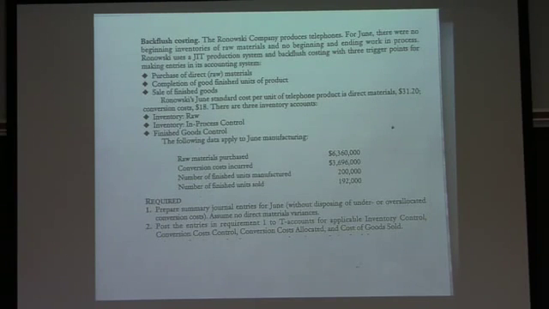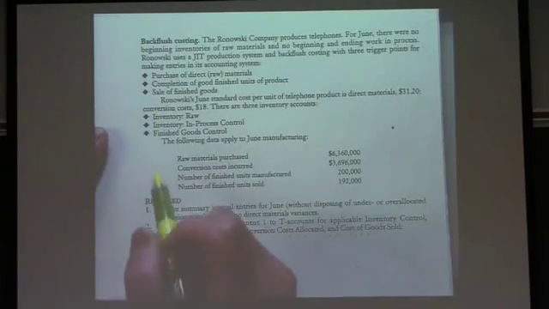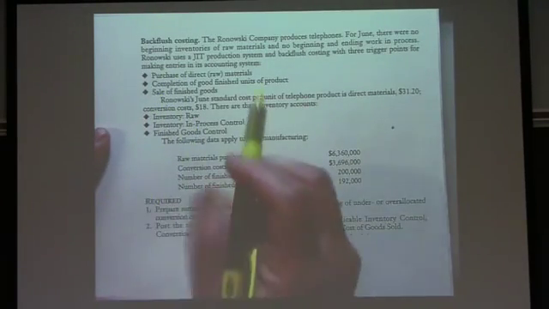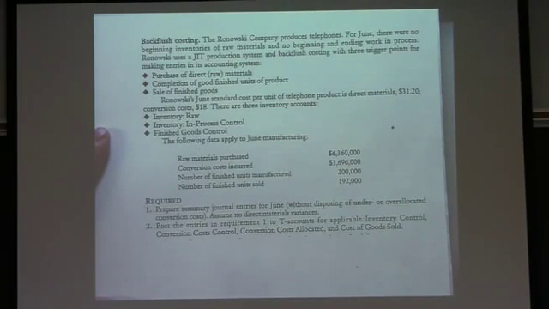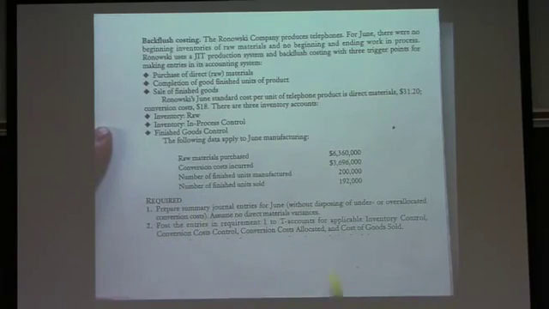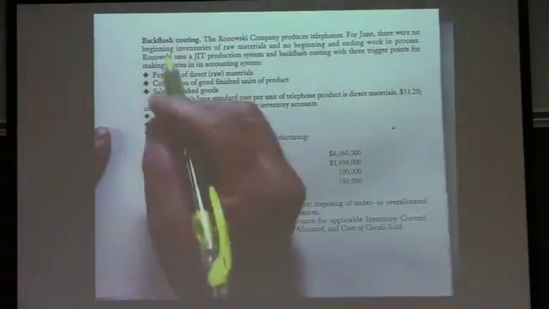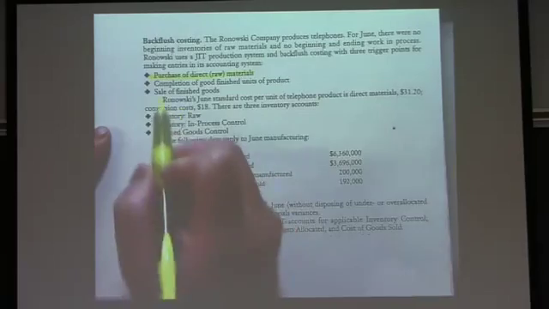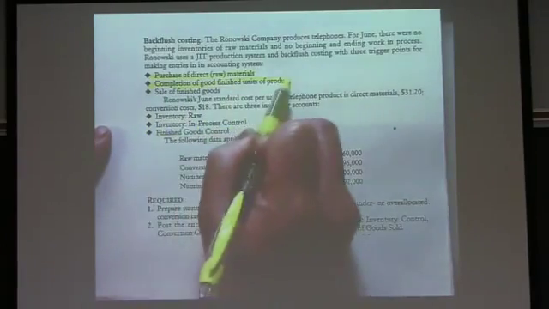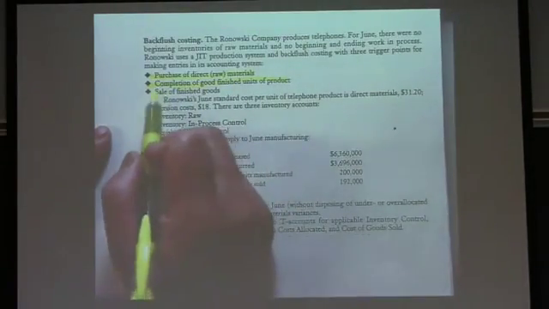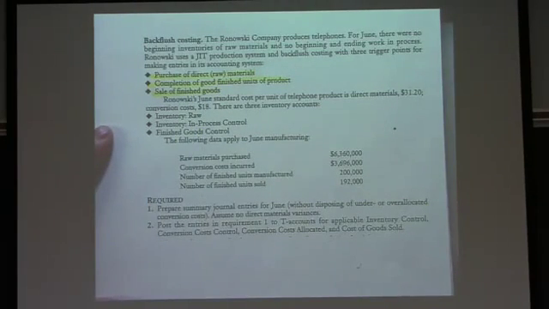For June, there were no beginning and ending work in progress. So there's no beginning material, no ending work in progress or beginning work in progress. And they use a just-in-time production system and backflush costing with 3 trigger points for making entries. So they only record when they buy material, when they complete the item to finished goods, and when they sell the finished goods to a customer.